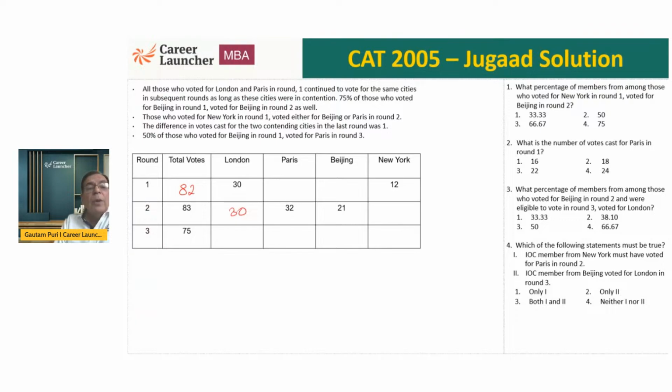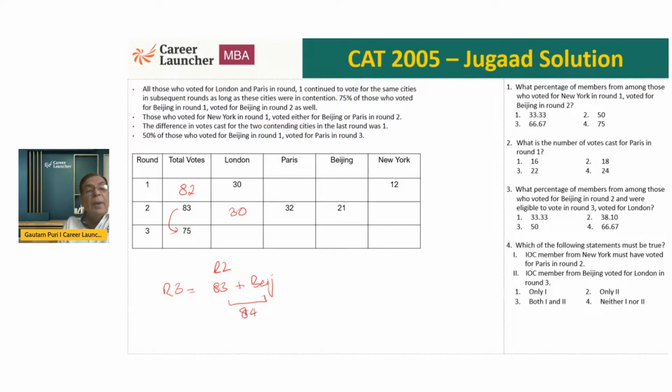Now, the question you should then ask yourself is, why has this reduction happened? Why has 83 become 75? Why has the number of votes from round 2 to round 3 reduced? In round 2, there are a total of 83 voters. What will happen in round 3? In round 3, in addition to the 83 voters of round 2, there will be one more voter added, which is Beijing. Beijing will also be eligible to vote in round 3. In round 2, it was not eligible, so this effectively becomes 84.